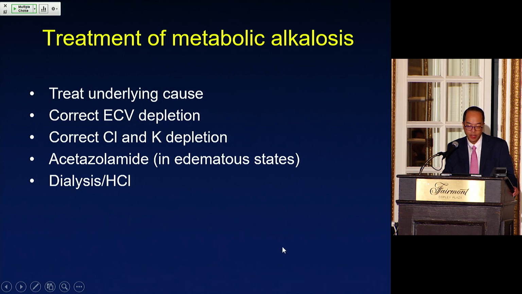In terms of treatment of metabolic alkalosis, obviously you want to treat the underlying cause. A really critical thing is to correct extracellular volume depletion. In many of these cases, if you just restore volume to normal, they are able to excrete their bicarb themselves. And you want to correct them with chloride-rich fluids and also to correct K depletion because hypokalemia also causes maintenance of alkalosis. Acetazolamide is sometimes useful for increasing bicarb excretion if you have adequate renal function. So this is a good one to use in patients in edematous states.